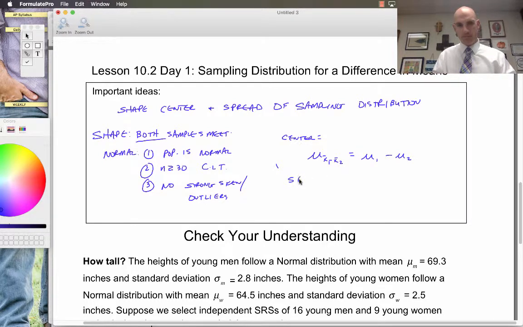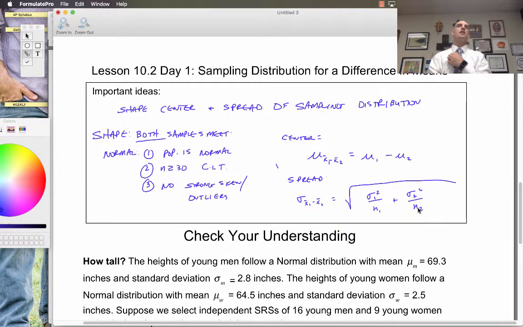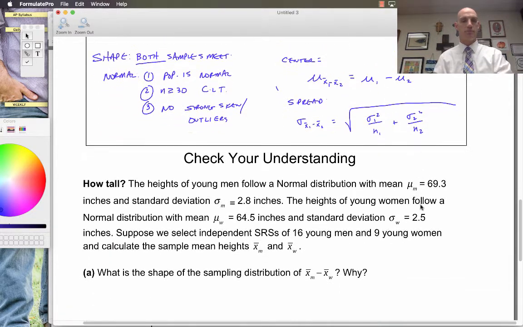And our spread, notice this formula. It's going to look sort of familiar. The standard deviation of x bar 1 minus x bar 2 is equal to the big square root of standard deviation 1 squared over n1 plus standard deviation 2 squared over n2. You can't simply add the standard deviations together. You have to square them and put them over n. So that's for that sampling distribution: the standard deviation over the n, the number in our sample. We add them together and we take the square root. Okay, so let's apply this.